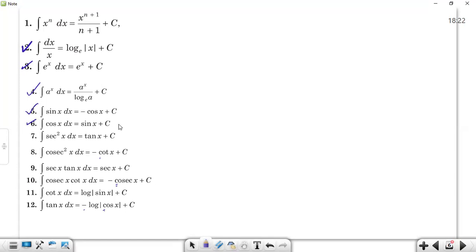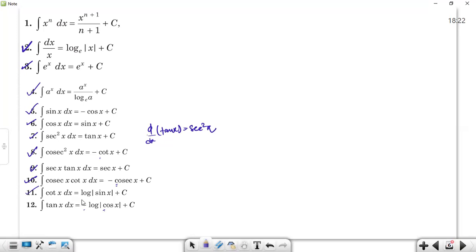Integration of cos of x dx is sin x. Integration of sec square x is tan x, because differentiation of tan of x was sec square x. Integration of cosecant square of x is minus cot of x. And integration of sec x tan x is sec x, because differentiation of sec x used to be sec x tan x. Now integration of cosec x cot x is equal to minus cosecant x plus c.